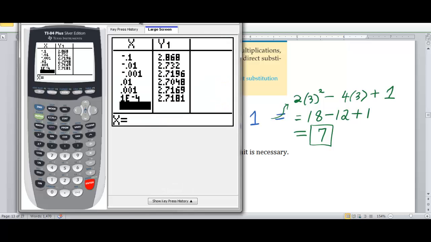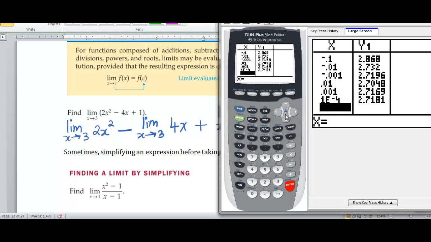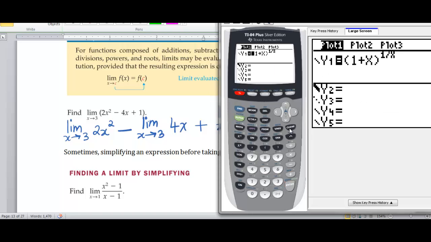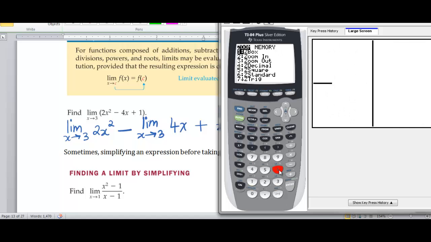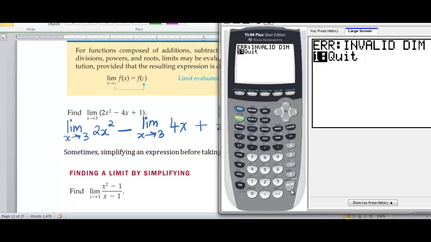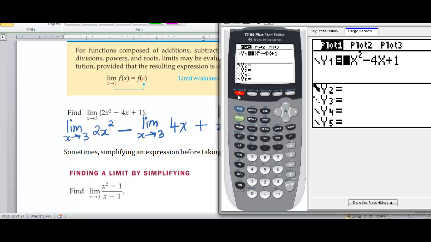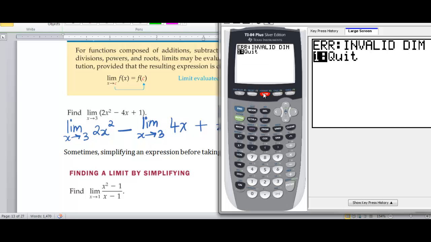So we can even check that on the calculator, right? So we have 2x squared minus 4x plus 1. Let me delete this. And I want to graph it. So let's do zoom 6. Oops, something happened here. Let's see, y equals 2x squared minus 4x plus 1. Graph it.